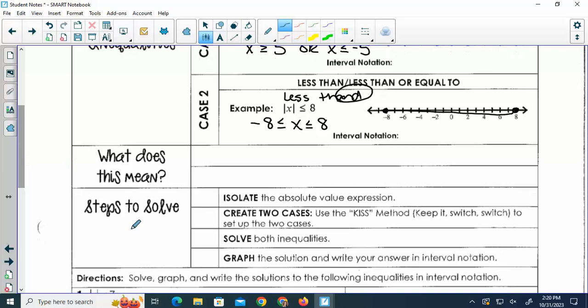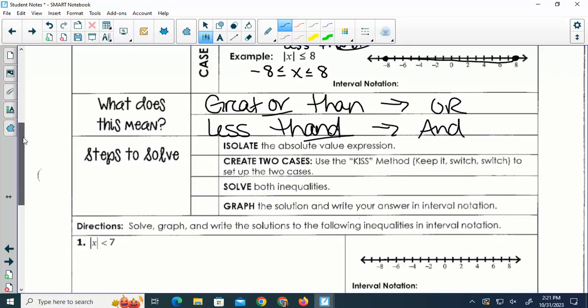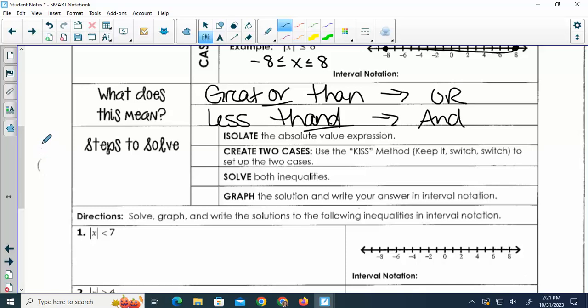So our strategy on these problems, we always have to get the absolute value by itself, and then we will decide which of the 2 cases. So big thing, greater than, you do the ors. Less than, think and. So we isolate our absolute value first, decide which one it is, and then we'll solve our inequalities like normal. So let's look at that.